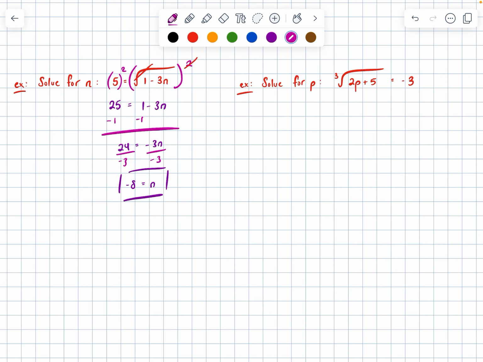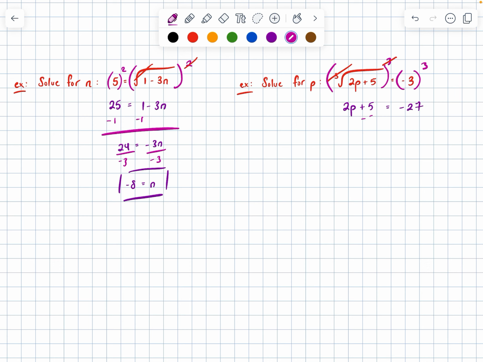For p, I now need to get rid of a cube root. Well, the opposite of a cube root is a cube. If I cube now the left side, I'm going to cube the right side as well. On the left side, cubes and cube roots cancel each other out. I'm left with the 2p plus 5 inside of the cube root. And for negative 3 cubed, well, negative 3 times negative 3 is 9, times negative 3 gets me negative 27.